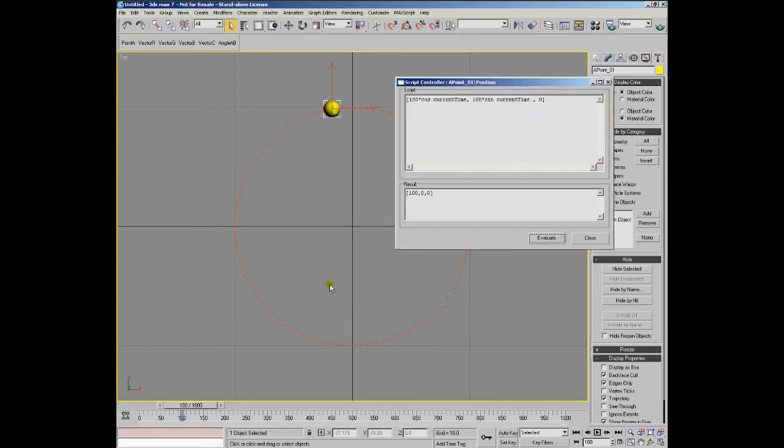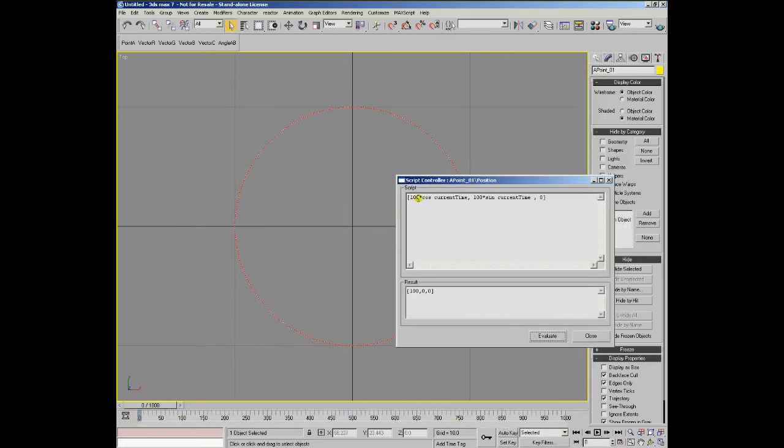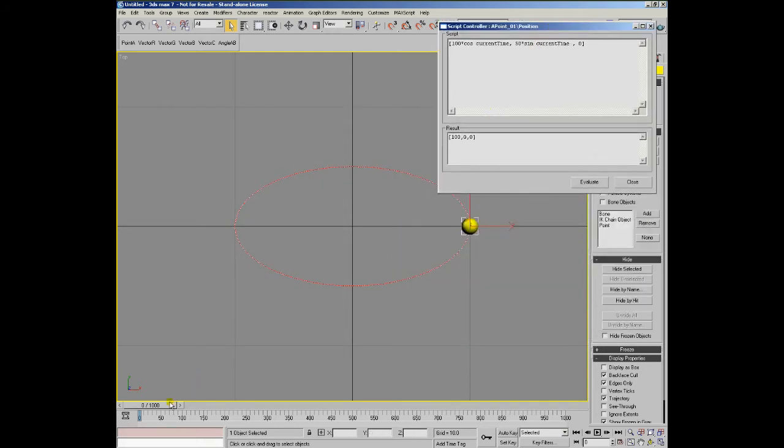Now we can see that as we increment the time, the sphere is moving in a circle. The multipliers that we use define the radius along the x-axis and the radius along the y-axis. So if we change the second multiplier to, for example, 50, we would get an elliptic trajectory instead of a circle.